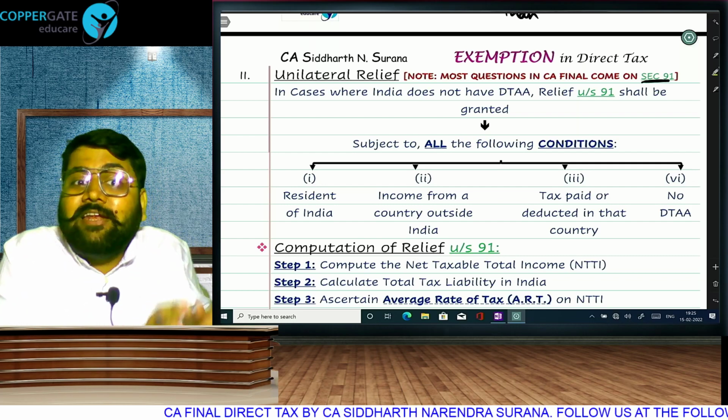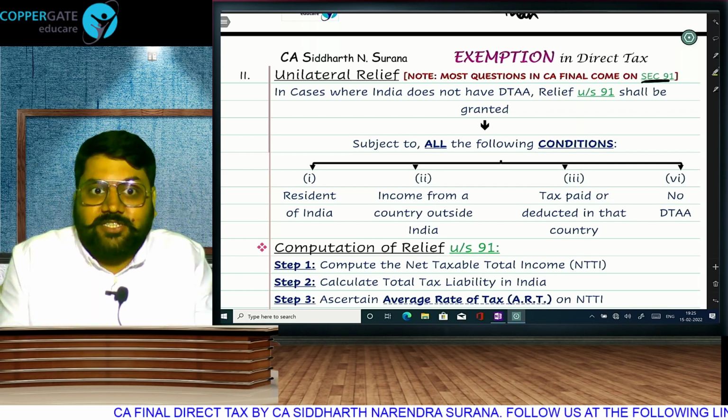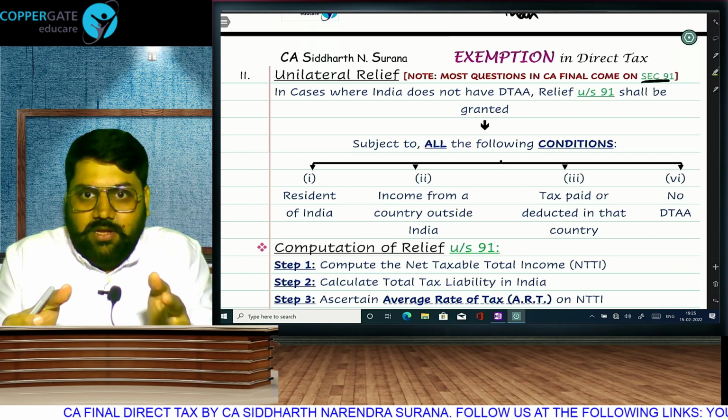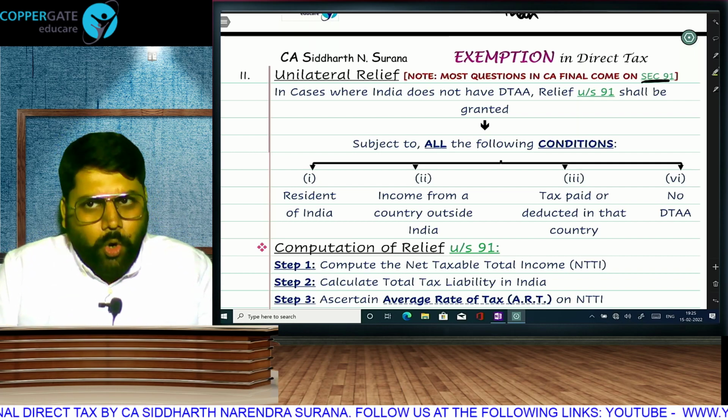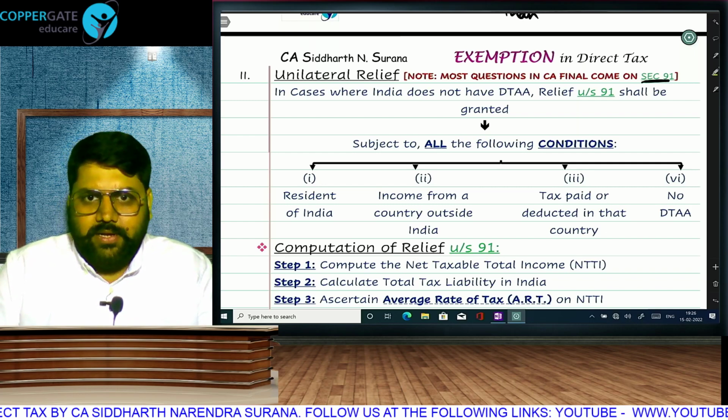So you don't have to read any treaty. The relief is given here itself, subject to the following conditions. Unilateral relief will be given only and only if you fulfill the following conditions.